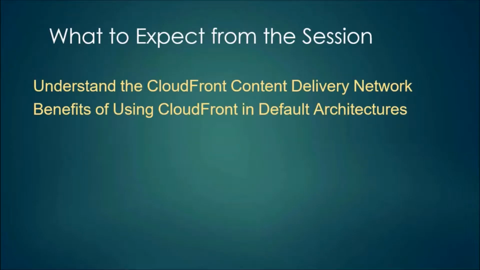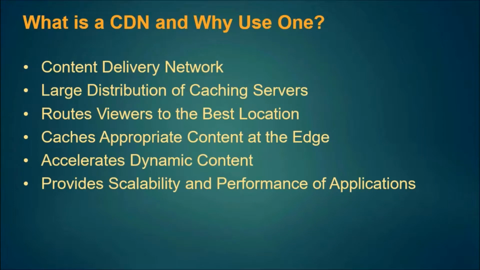different in default architectures, right? That is what we will look at. Then what is cloud CDN and why use one? Right? That is the main thing, and why AWS has started giving that service. Okay, if you see, CDN is nothing but content delivery network. Okay, and it has a large distribution of caching servers.